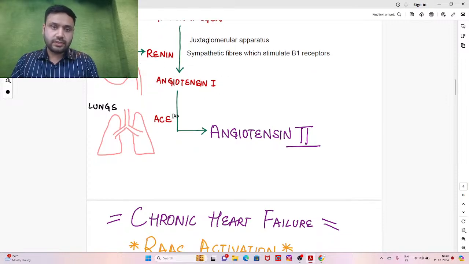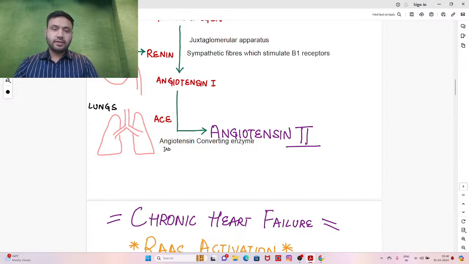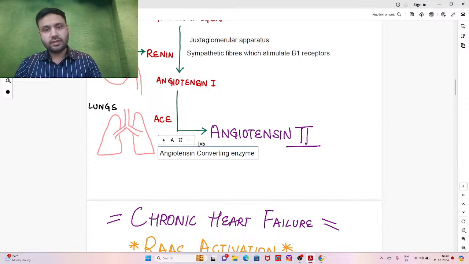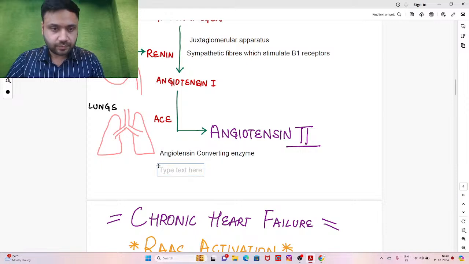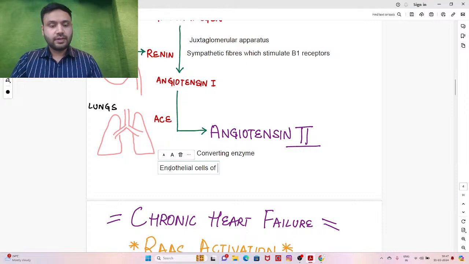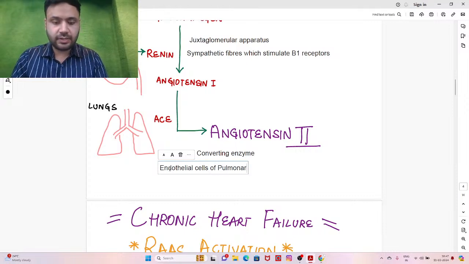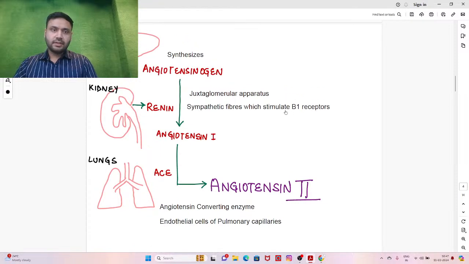So angiotensin 1 is converted to angiotensin 2 by ACE. And what is ACE? It is angiotensin converting enzyme. This enzyme converts angiotensin 1 into angiotensin 2. And what are the particular cells that make angiotensin converting enzyme? That is the endothelial cells of pulmonary capillaries.